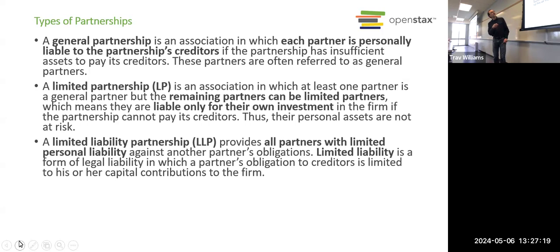Each partner is personally liable to the partnership's creditor. So if the partnership borrows money, each of these general partners is on the hook to make sure that money gets repaid, individually, personally on the hook.